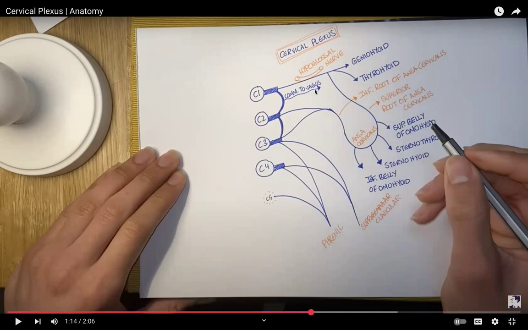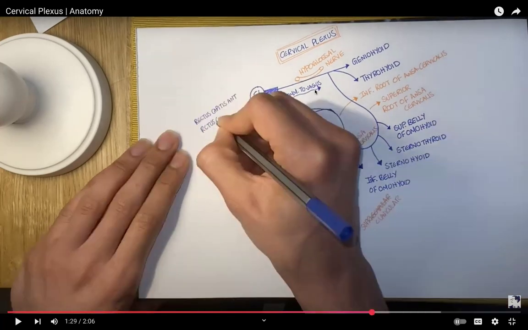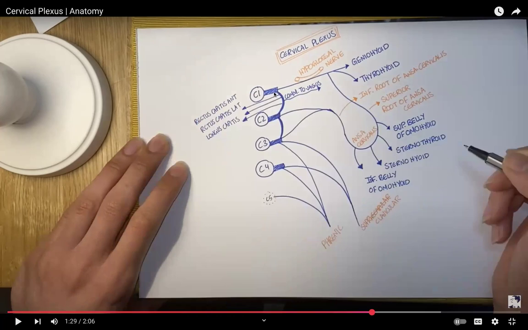So how do we narrate this? From the communicating branch between C1 and C2 anterior rami comes out the communicating branch to vagus. Next, watch. From the communicating branch of C1 and C2, more branches come out. One that supplies rectus capitis anterior, one that supplies rectus capitis lateralis, one that supplies longus capitis.